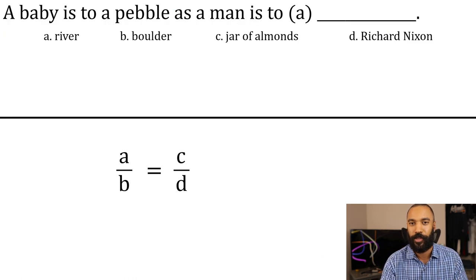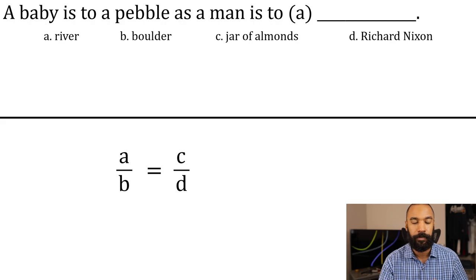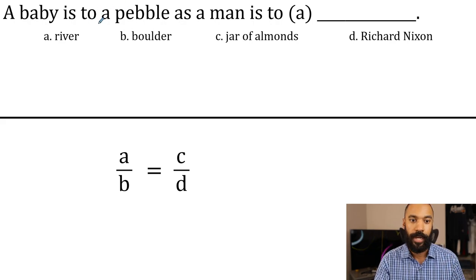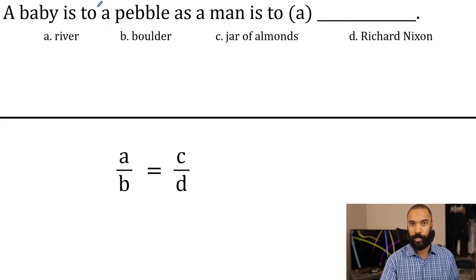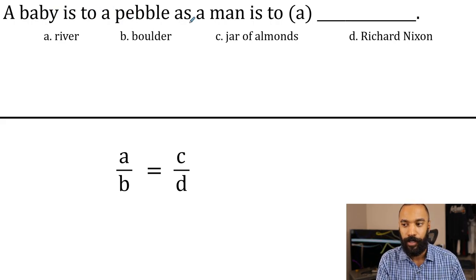Prior to that, there's one more thing I want to do. This is an English-based thing. You might have done these a long time ago, but this will help get into the idea of what we can do in a math-based notion. And I'll literally write fractions going to this thing. Okay, let's take a look at this. A baby is to a pebble as a man is to a blank.